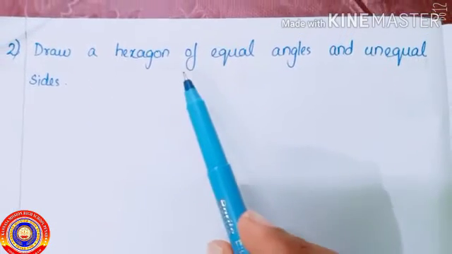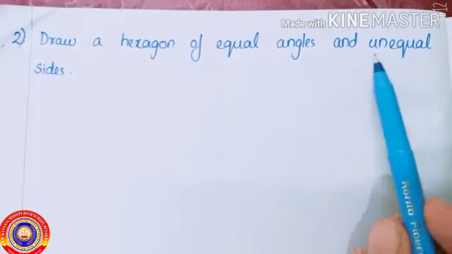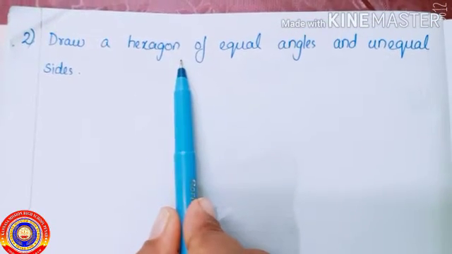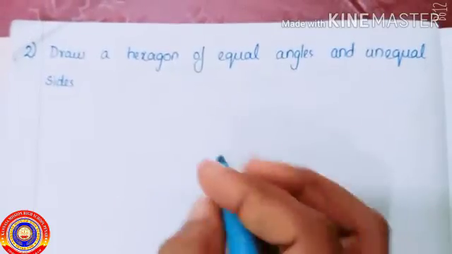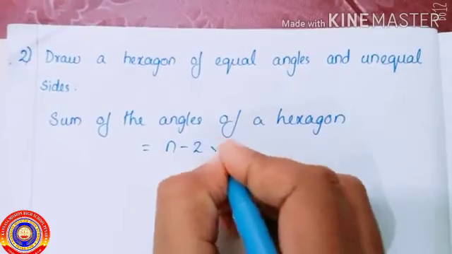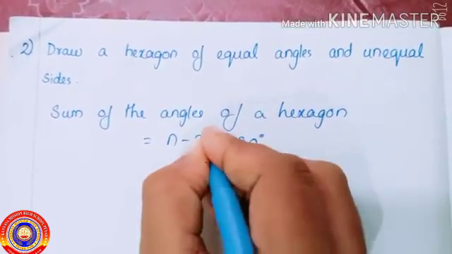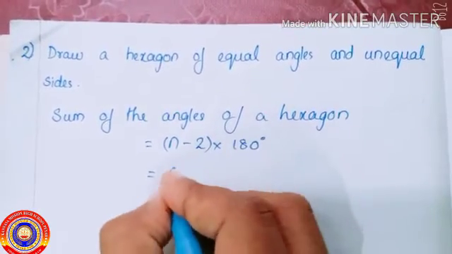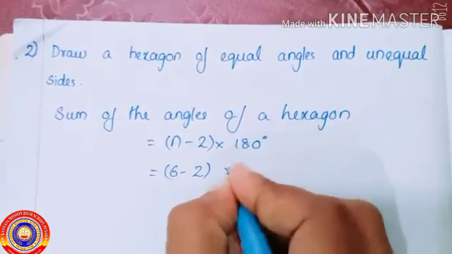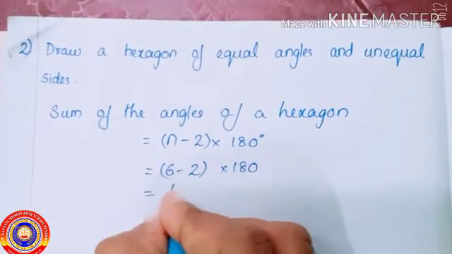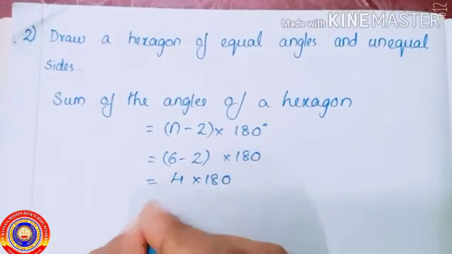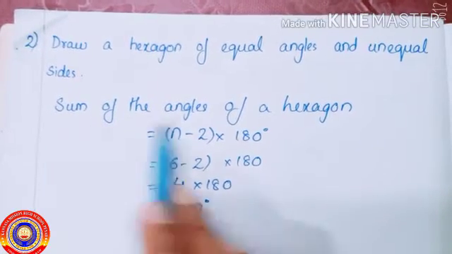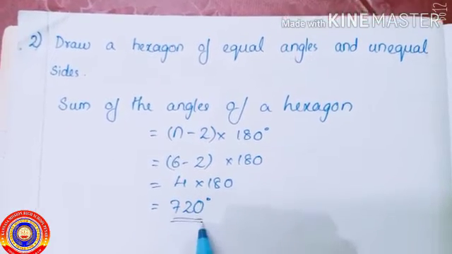Second question, draw a hexagon of equal angles and unequal sides. So here, hexagon is given. First, we can find the sum of the angles of a hexagon. Sum of the angles of a hexagon is equal to (n minus 2) into 180 degree. Hexagon has 6 sides, that is (6 minus 2) into 180 degree. 6 minus 2 is 4. 4 into 180 degree is equal to 720 degree. Here the sum of the angles is 720 degree.